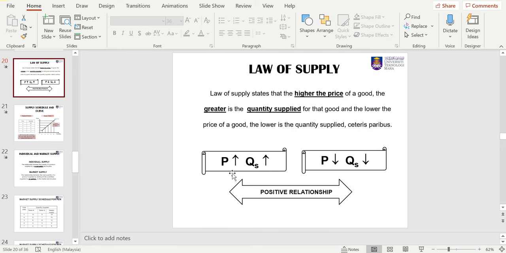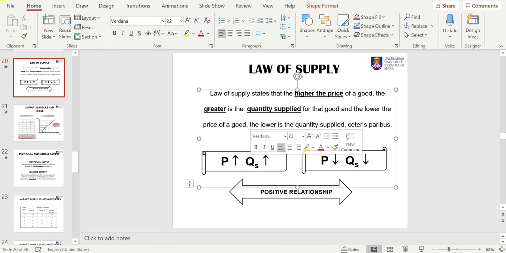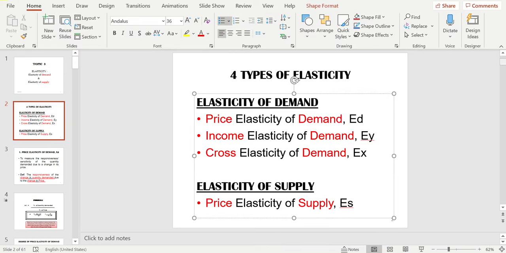But if the price increases by 1 ringgit but quantity supply increases by only, for example, from 100 to 110, only 10 items added, we say that is less responsive. So we want to see the degree of responsiveness by the seller this time. Quantity supply due to the change in price. Okay, hopefully you are okay with that.